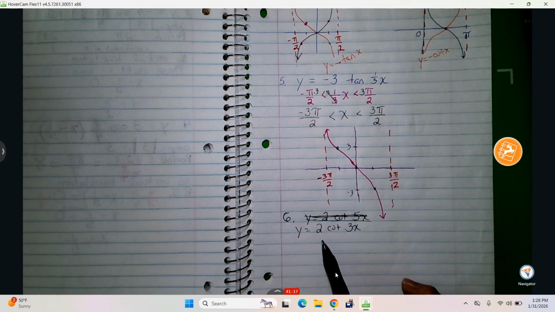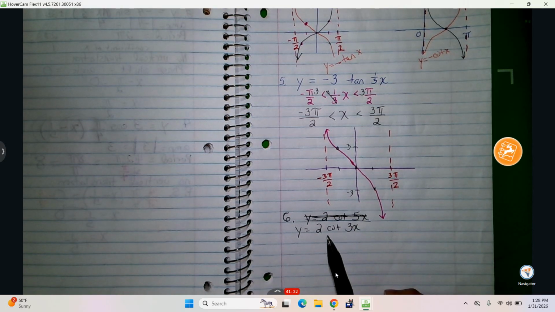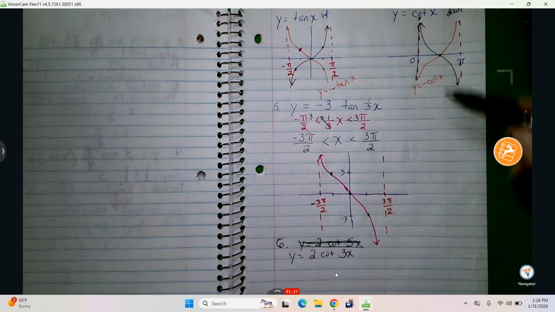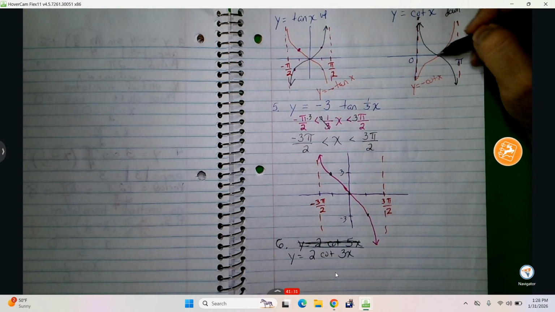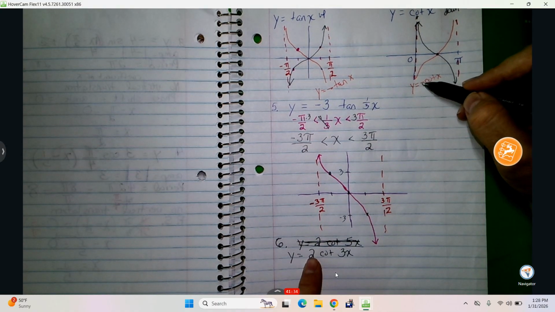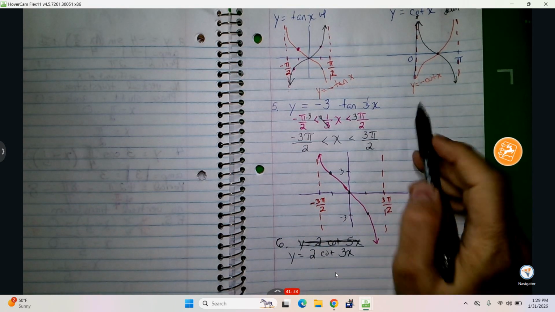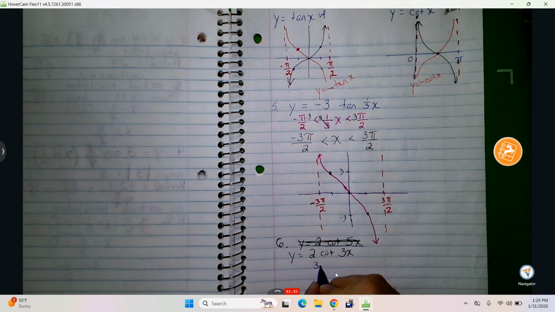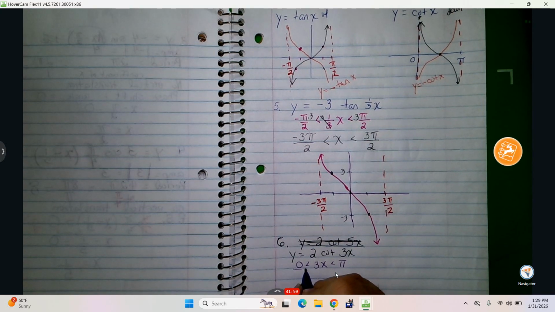Okay, so y equals 2 cotangent 3x. Since cotangent is being multiplied by a positive number, it's going to have this basic shape here, okay, going down. If it had been multiplied by negative, it'd look like the orange curve. So let's see. Instead of 0 and pi, let's find those asymptotes. Take the angle 3x, set it between 0 and pi, and isolate the x.